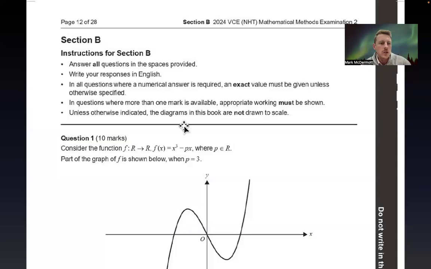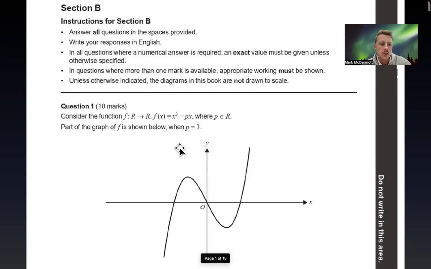All right, so I'm going to look at the 2024 Northern Hemisphere Methods exam, and this is the extended response section. So this is all calculator active, and it's generally more application type questions. So let's have a look.